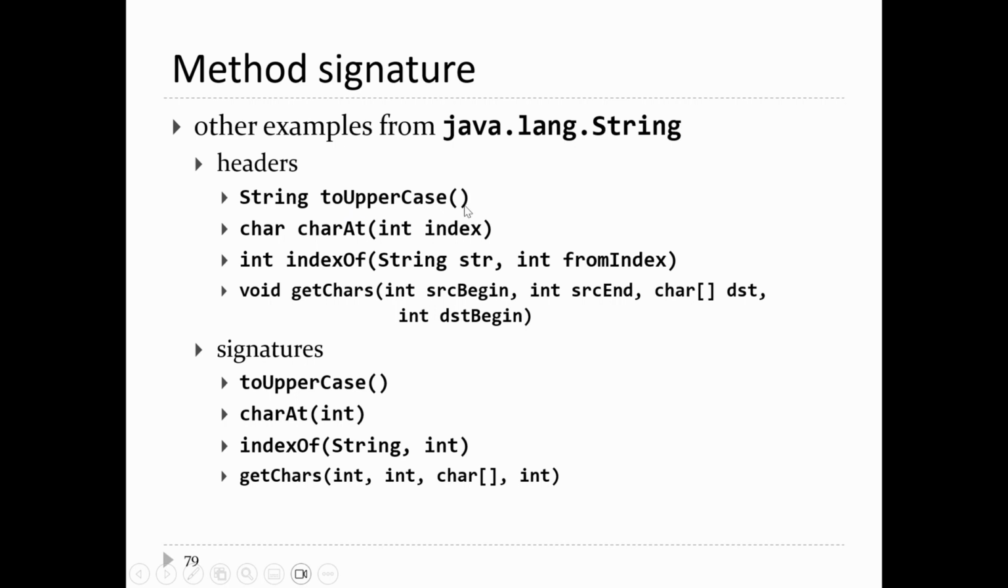In the first case, it just includes the name, because there's no parameters. So the signature of toUpperCase is just toUpperCase. The signature of charAt(int index) is just charAt(int). So again, you're discarding all of the parameter names. That last method, getCars, takes in an int, an array of Car, and an int. So its signature is getCars, int, array of Car, int. So get rid of the return type, get rid of all the parameter names. That gives you your signature.